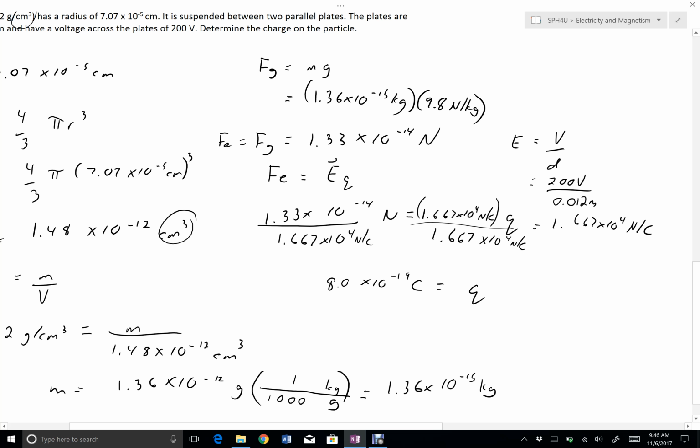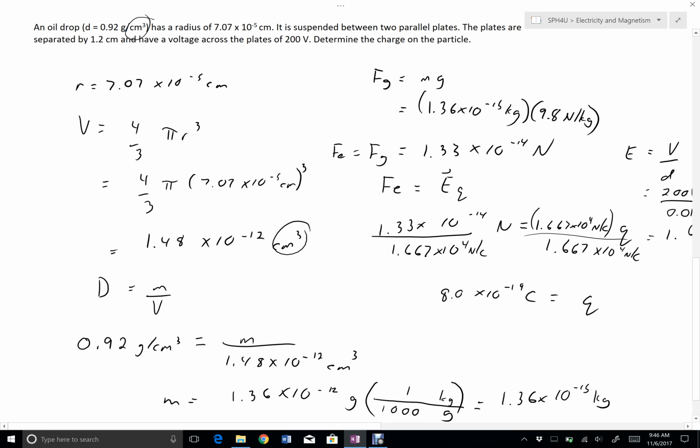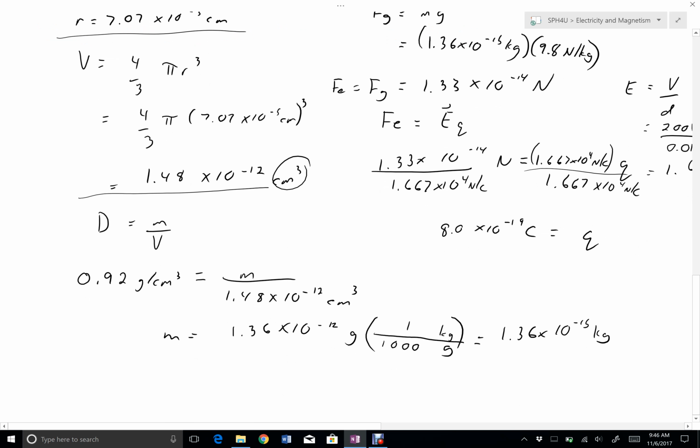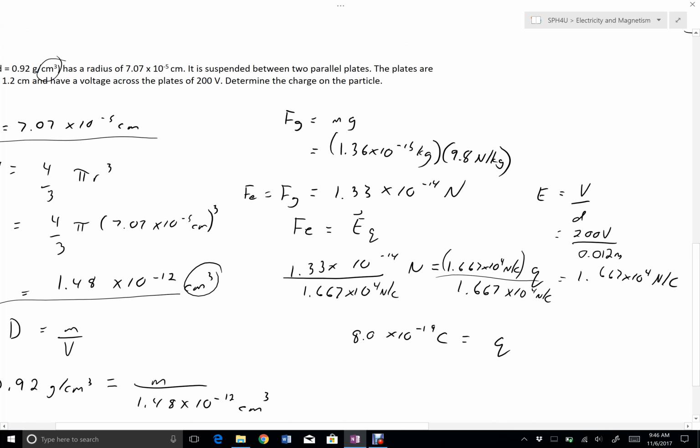So one more time, take the radius of the particle, come up with its volume, take the volume, come up with the mass. Mass tells me the force of gravity. If this is suspended between the two plates, force of gravity and electric force are equal. Since it's a set of parallel plates, the actual electric field is predictable using this equation. So get the electric field. And then, I have the electric force, I have the electric field. The only thing I'm missing is the charge. So I can solve for the charge.